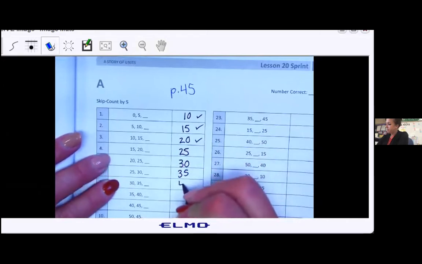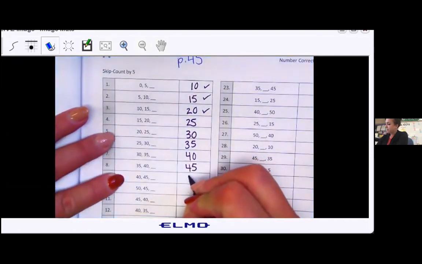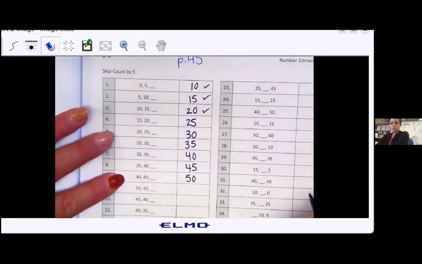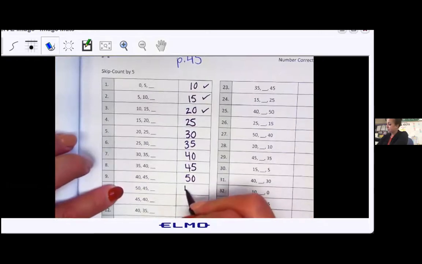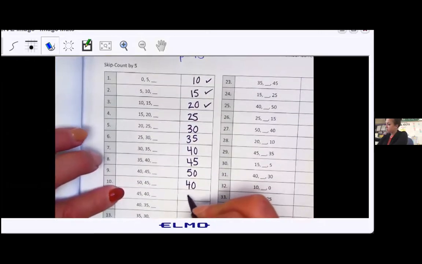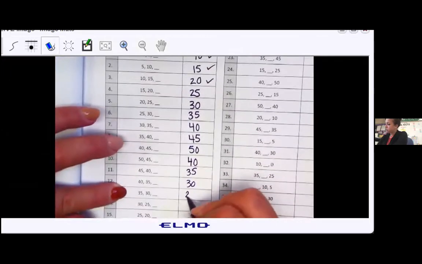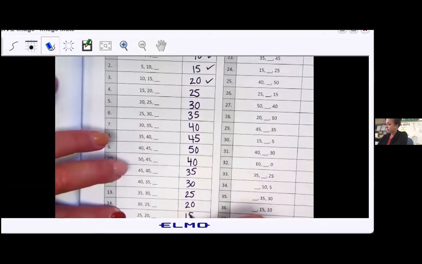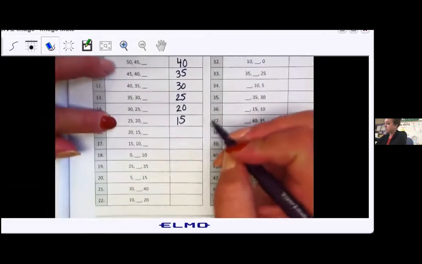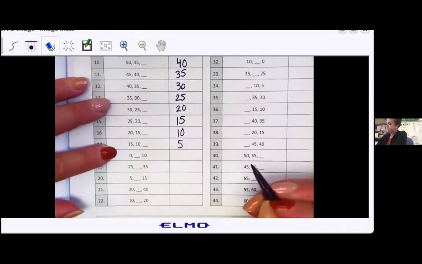35, 40, 45, 50. Remember, if I ever go too fast, you can pause the video to catch up. Now we're counting down. So we have 40, 35, 30, 25, 20, 15, 10, 5. Oh, now they're in the middle.